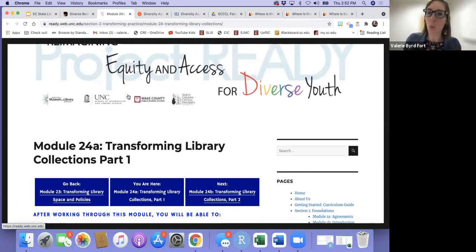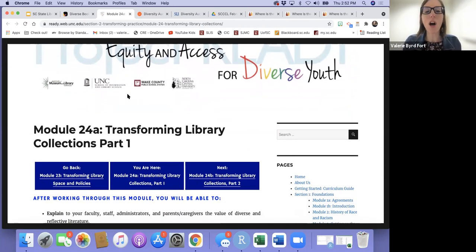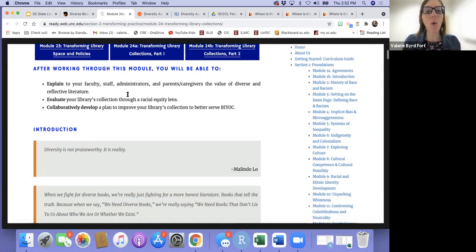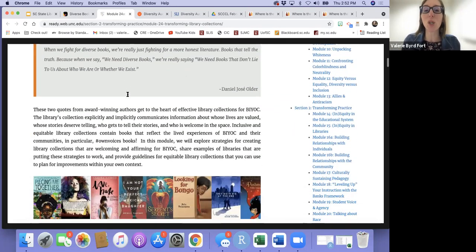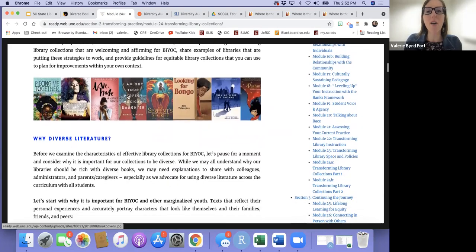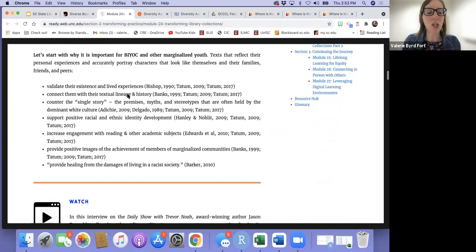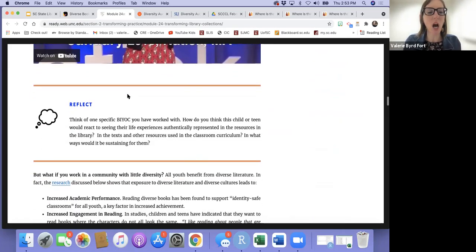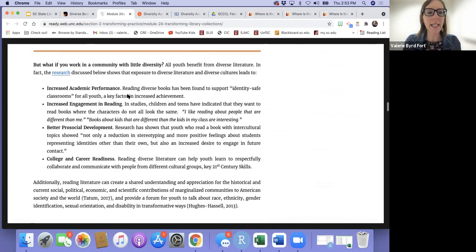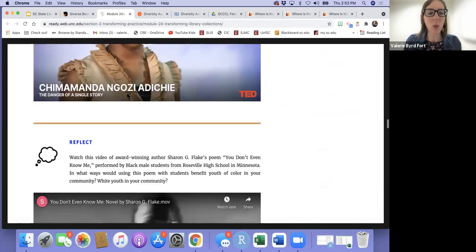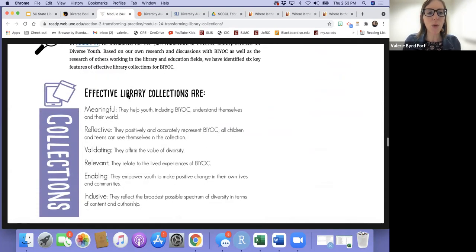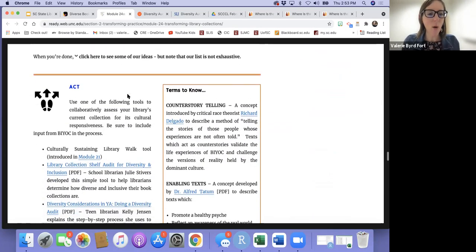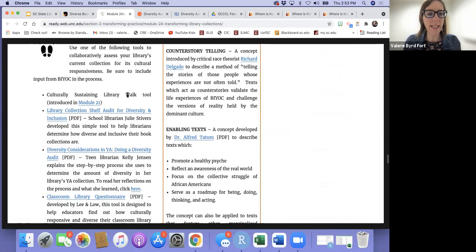Module 24A is called Transforming Library Collections. You can see it's part 1, but this goes into more information about why diverse literature is so important, and has videos and TED Talks. If you keep scrolling down, you will see a template that one school librarian has done.